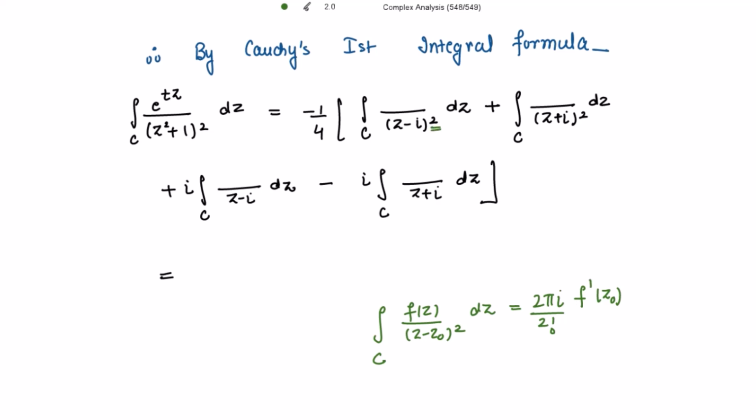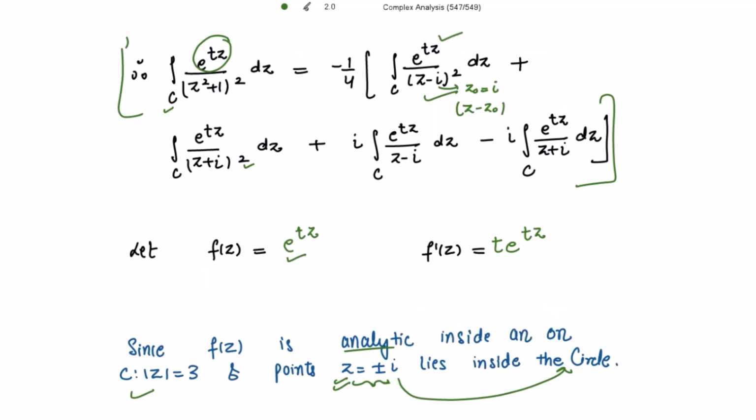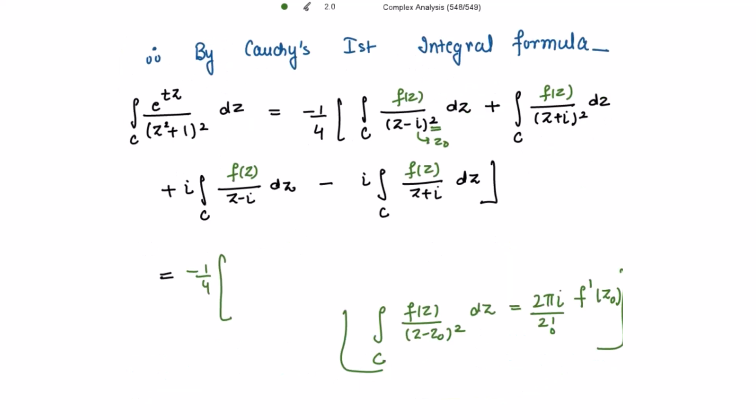So take the first derivative of f at z0. What is z0? Z0 is iota. So when matching this formula, we get its value is minus 1 divided by 4. Okay, what is the value? All the numerators are f(z). Please write here f(z) for e to the power tz. I have written f(z), f(z), f(z) for all these numerators to apply the formula.